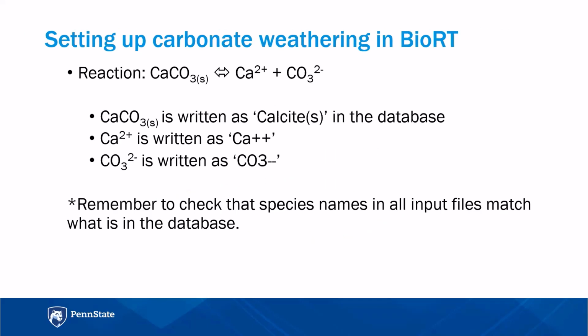The majority of the reaction information is located in the database or CDBS file. A few key things to remember are that calcium carbonate is written as calcite in the database. The calcium ion is written as Ca++, and the carbonate ion is written as CO3-. In all of the input files, just be sure to check that your species names are consistent with how it's written in the database.